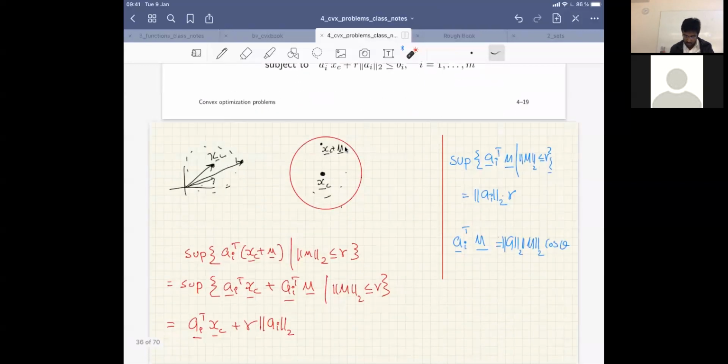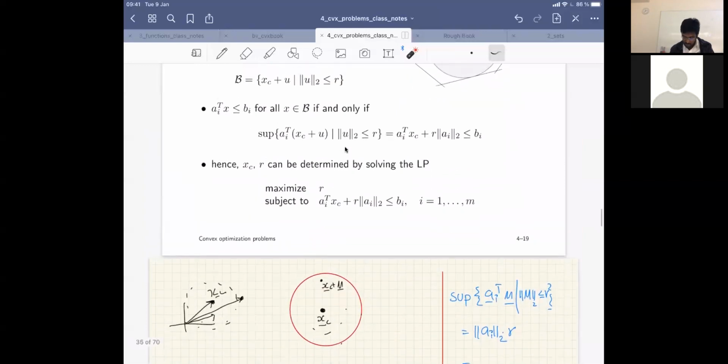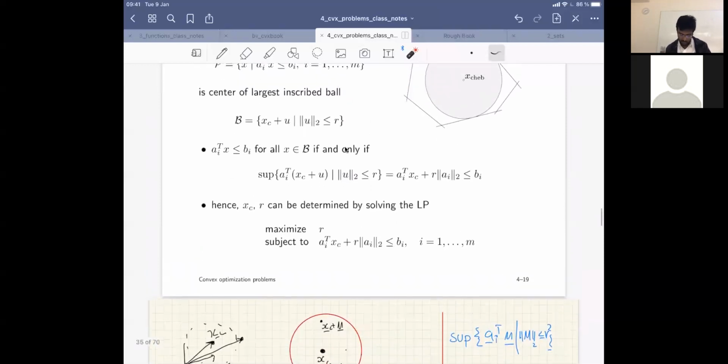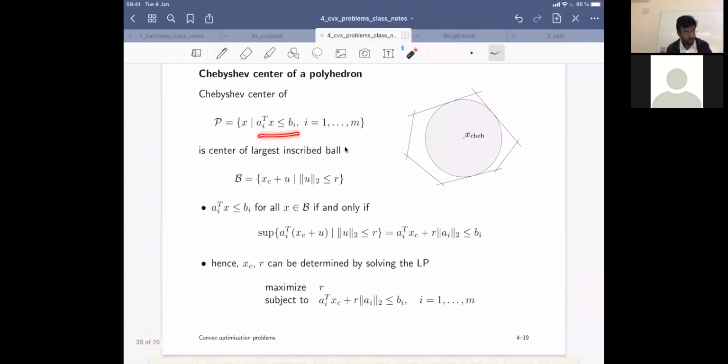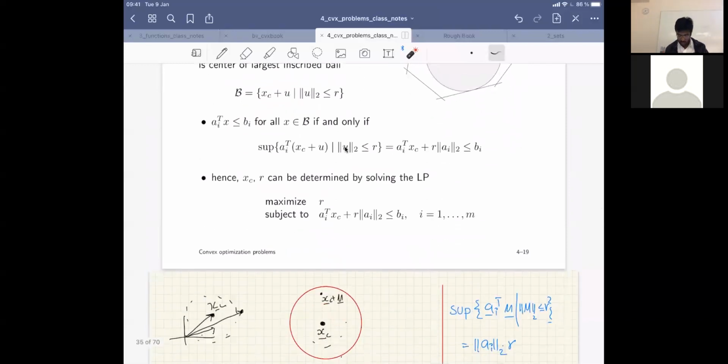That means you have a center xc. From there you are picking point xc plus u, and the u is deciding how much farther from xc, and that has to be less than r. So you cannot go beyond r. That is the meaning. Now, what I want to do is, here we have a polyhedron.